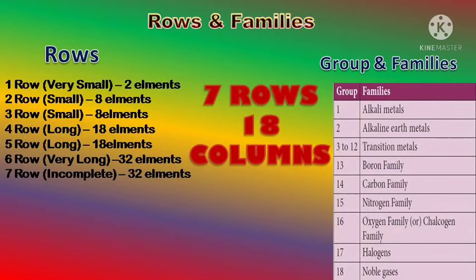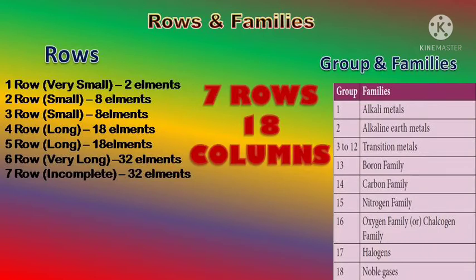Now, we will see about groups and families. The name of the first group is alkali metals. The name of the second group is alkaline earth metals. The name of groups 3 to 12 is transition metals. The 13th group is the boron family. The 14th group is the carbon family. The 15th group is the nitrogen family.